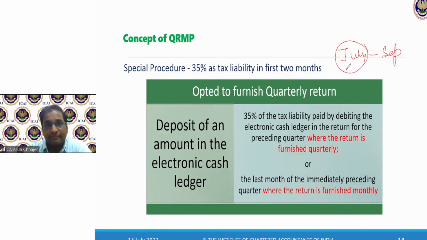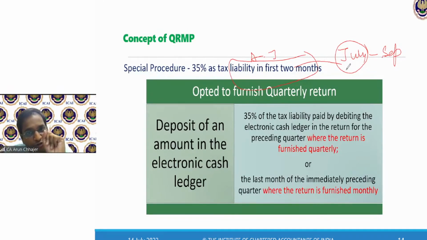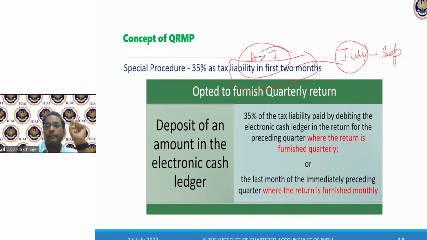For the July month, how much do I have to pay the taxes? I will go to the previous quarter. What is the previous quarter? April to June. In April to June, the first question you need to ask is whether you are under QRMP or monthly, whether you are paying the taxes quarterly or monthly. There are two possibilities. I am taking the first possibility, that it is QRMP.